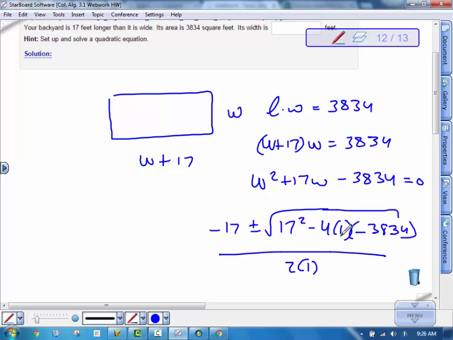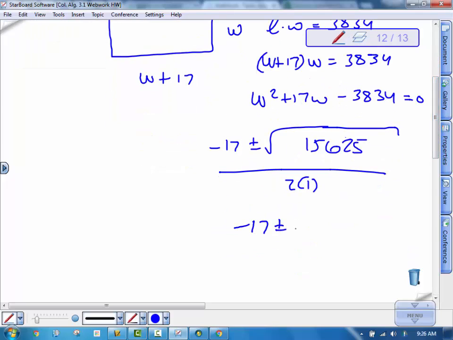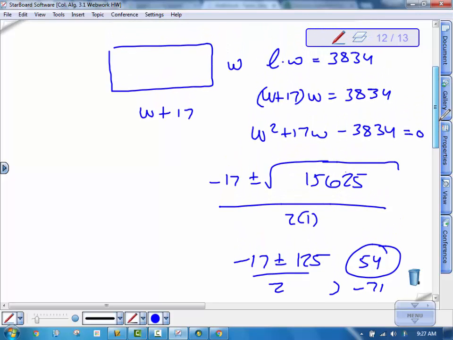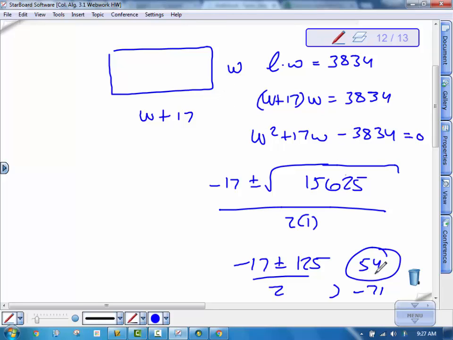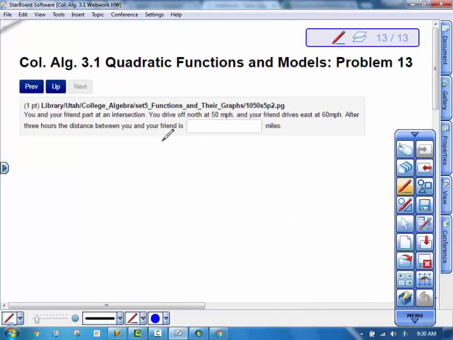And underneath the radical we get 15,625, which turns into 125 when you take the square root of it. So it's negative 17 plus or minus 125 over 2, which gives us two answers, 54 and negative 71. And obviously we want the positive answer here because the negative answer doesn't make any sense for our width. But that gives us our width, which is 54. It makes the length 17 more than that, which would be 71. But our answer is 54.